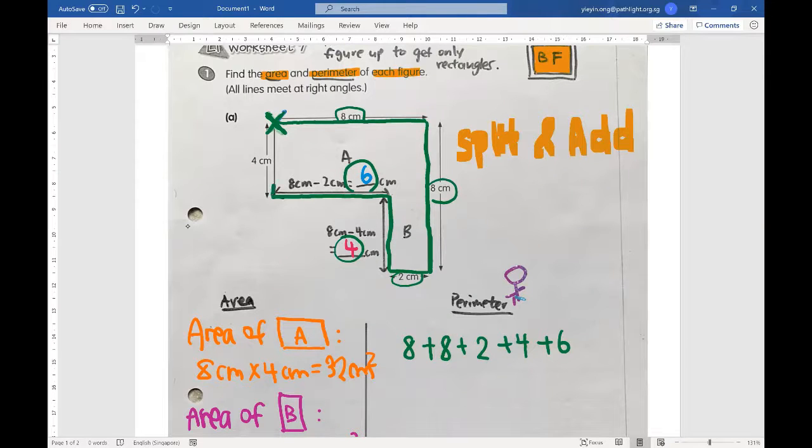Then walk back to the starting point, plus another 4. So let us just check. Did we cover all? 8. Yes. Cancel. Next, 8. Yes. Cancel. Next, 2. Yes, 2 is done. Next, 4. 4 is done. 6. 6 is done. And another 4. So we have covered all the sides of this composite figure. So now it's time to add up.